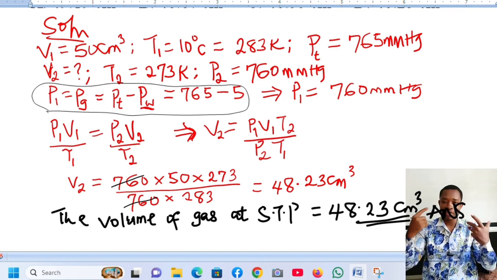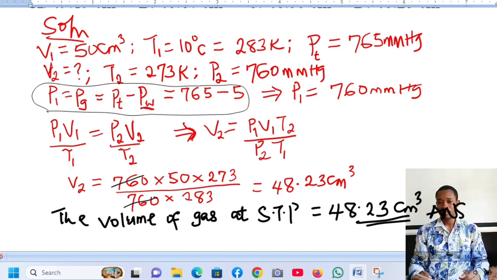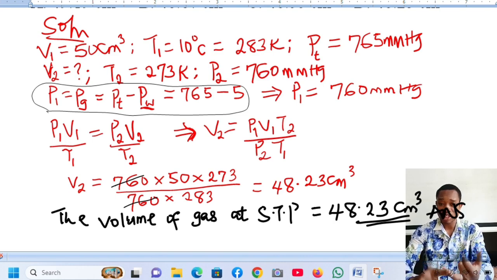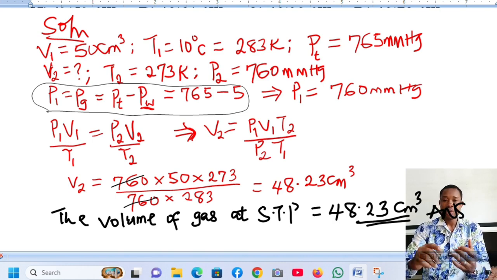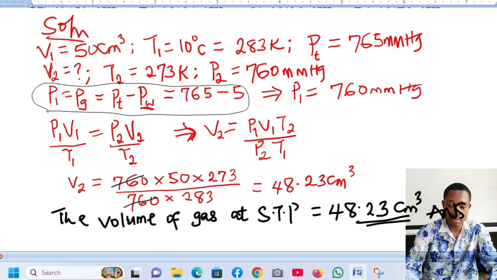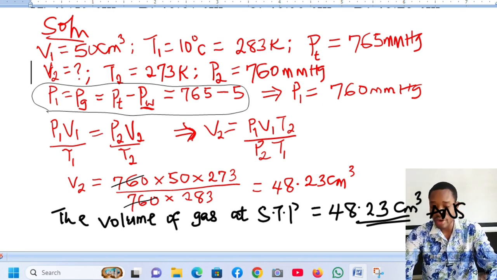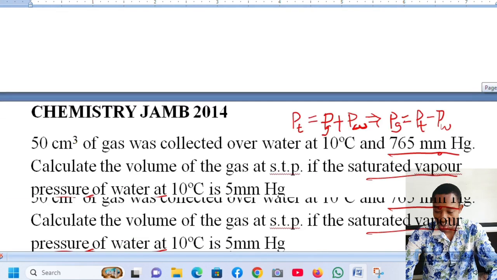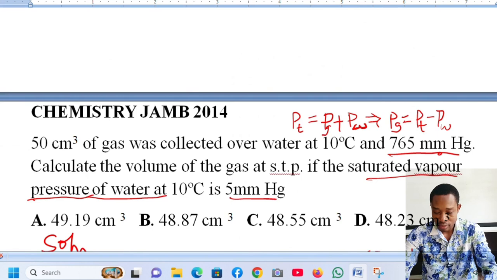How to use the knowledge of Dalton's law of partial pressure to obtain the pressure of the gas when the gas is collected over water. Like I said, the pressure of the gas plus the vapor pressure of the water will give you the total pressure of the system. And in our question here, the total pressure of the system is 765 millimeter of mercury. It was given in the question.